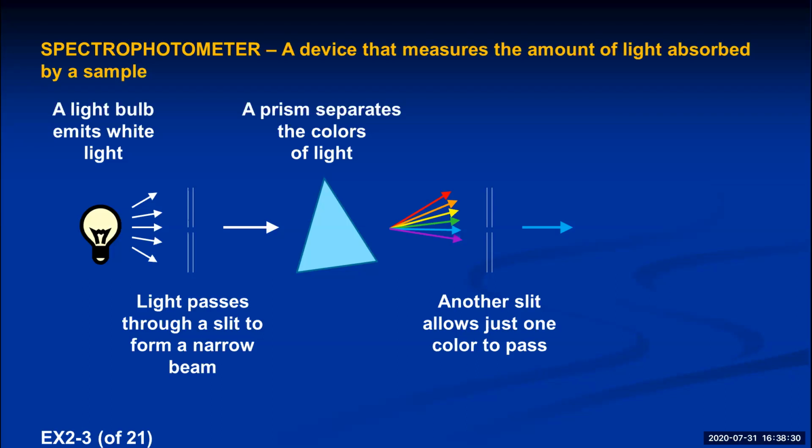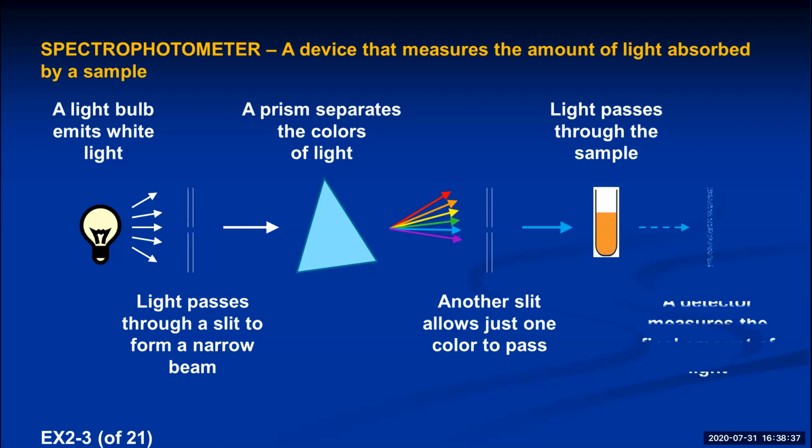This particular colored wavelength will impinge upon our sample, and if we know the intensity of the light we're shooting at the sample, and then we can measure with the detector the amount of light or the intensity of the light that passes through, we can determine how much gets absorbed. That's what happens in a spectrophotometer.